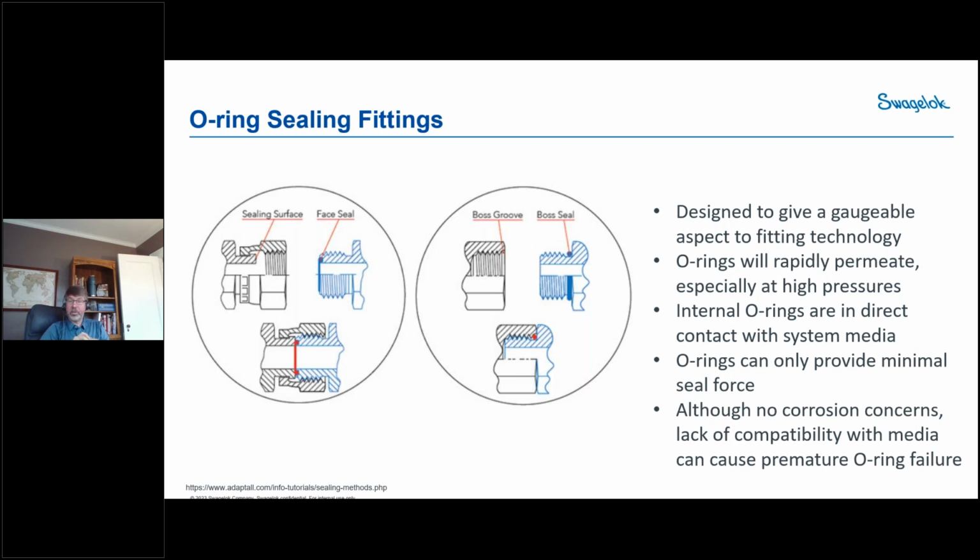The downside, though, of course, is that O-rings are going to permeate very quickly, like we showed, and there's not a lot of area on the O-ring, so it's a small permeation distance. So these are going to permeate much more quickly than the tapered thread we looked at. The O-ring material itself also has to be compatible with the system media. And in the case of the neck O-ring, the one on the right, there's a lot of entrapment area on the inside of that fitting. So there can be some stagnant corrosion going on where the fitting wears out from corrosion very quickly.